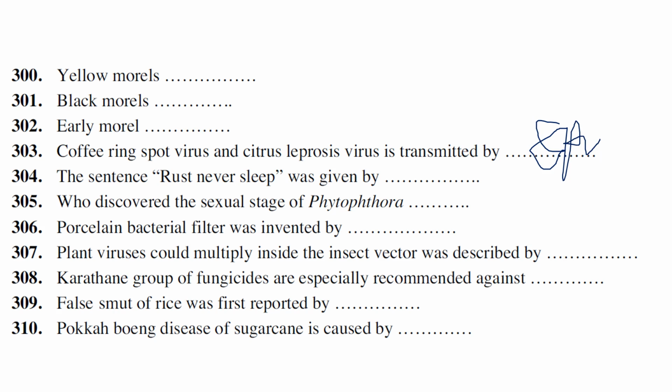The sentence "rust never sleeps" was actually given by a very famous man, the only person in the agriculture sector who is a Nobel laureate. Norman E. Borlaug is considered the father of the Green Revolution. He got the 1970 Nobel Peace Prize because of the Green Revolution. He is the one who first said rust never sleeps, because we know how dangerous these rust diseases are.